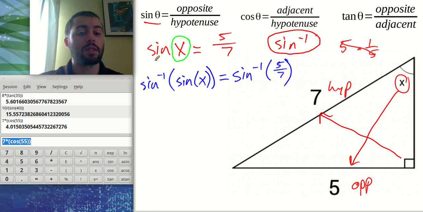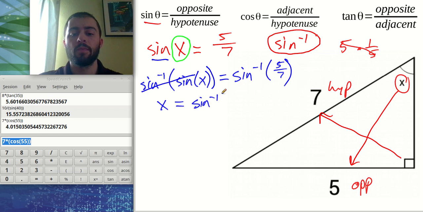We want to get rid of this sine here. In order to do that, you have to do its inverse, which is the sine inverse function. So we take sine inverse of sine, and those cancel out. So we're left on this side with just x. So we get x equals sine inverse of 5/7. All right? So you can plug this into your calculator now and solve.